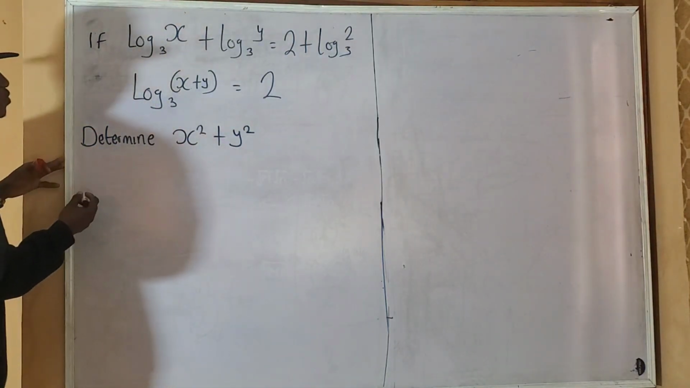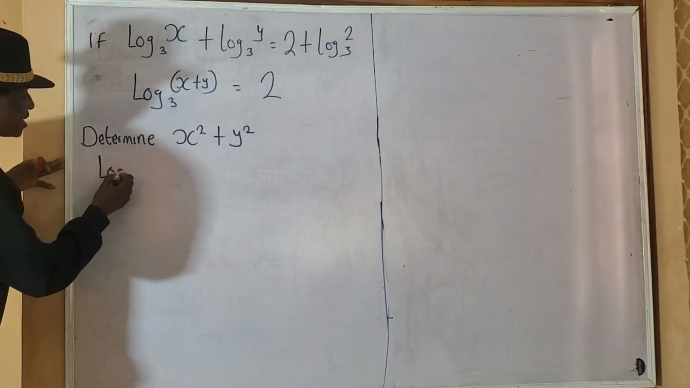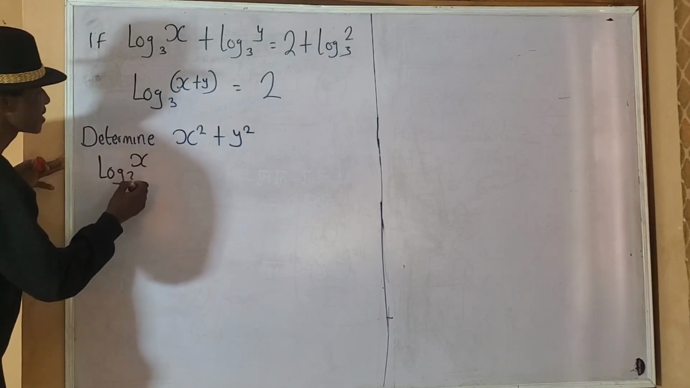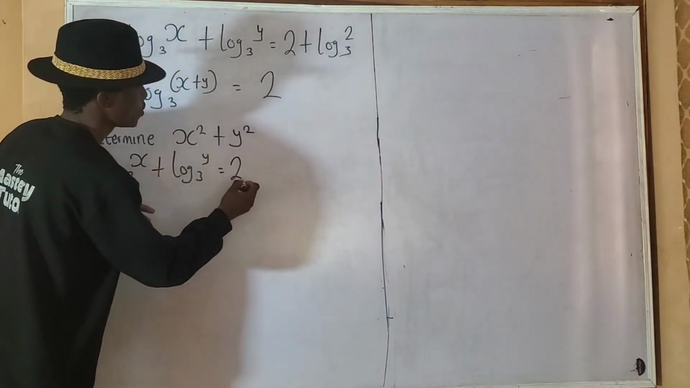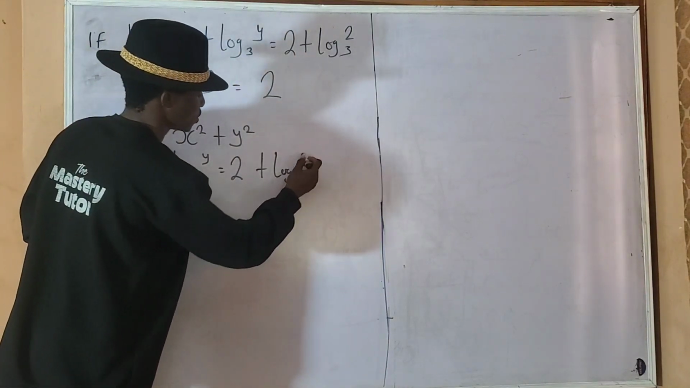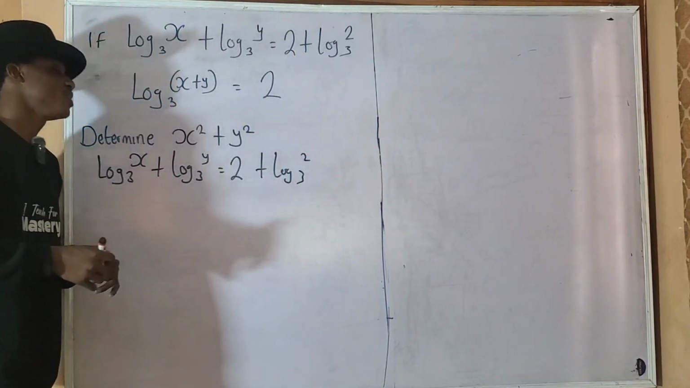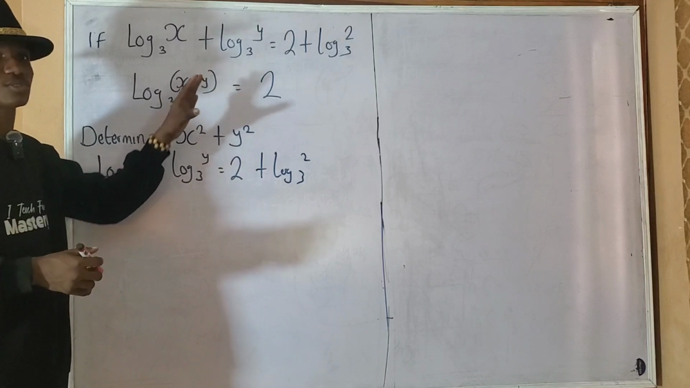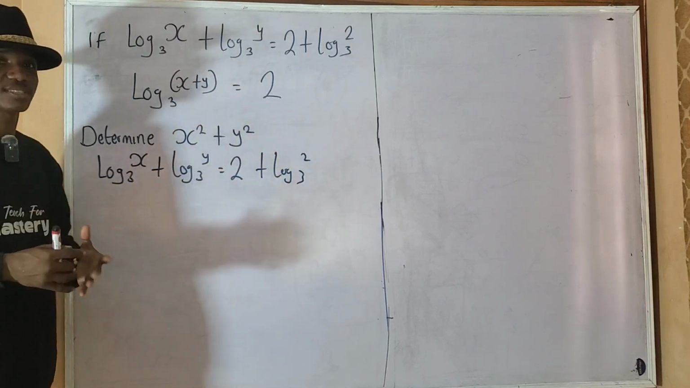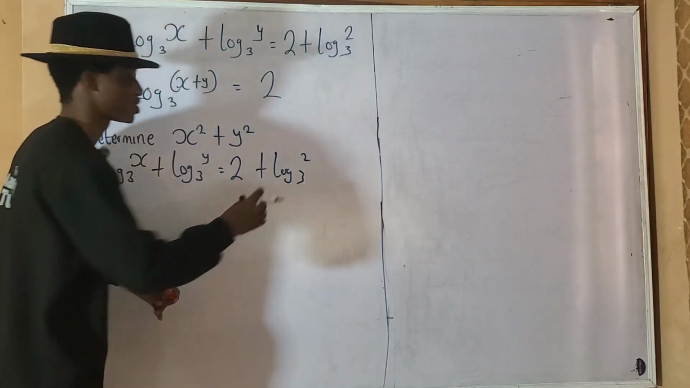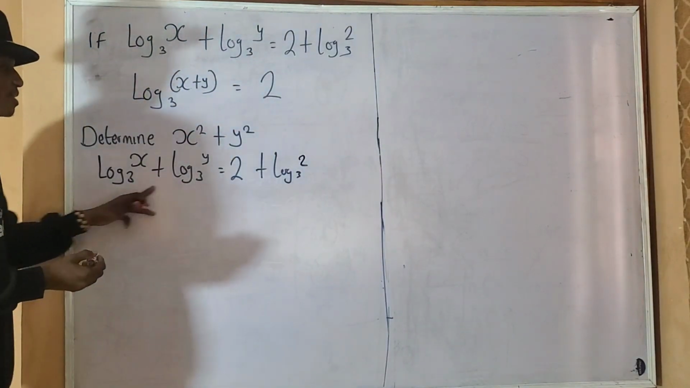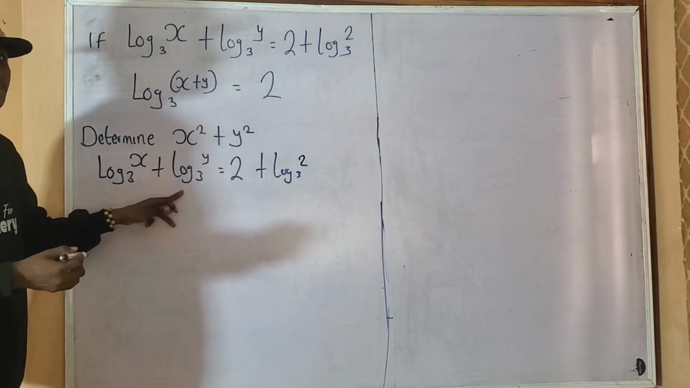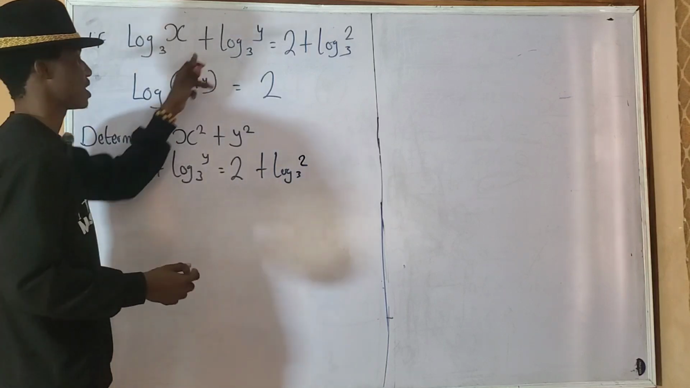Let's start with the first equation. The first equation is log x base 3 plus log y base 3 equals 2 plus log 2 base 3. Okay, you see, you cannot solve this question without eliminating the log. Are you getting it? You have to do something to this equation such that you are not going to have log again. So let us first simplify the first equation. As you can see, this is the first and this is the second.